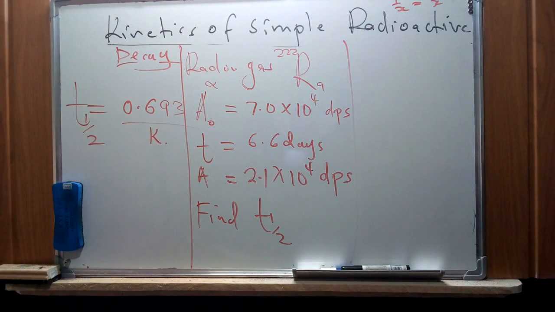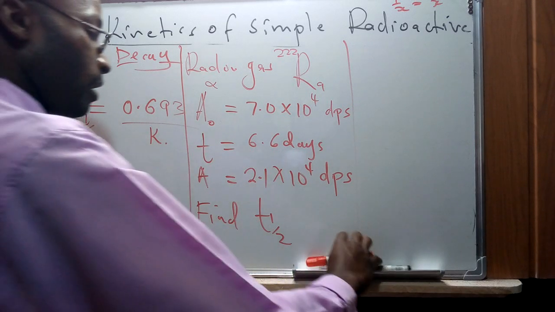So I can just repeat the question for clarity. A sample of radon gas, that is Rn-222, has an initial alpha particle activity A naught of 7.0 times 10 raised to 4 disintegrations per second. After 6.6 days, its activity A is 2.1 times 10 raised to 4 disintegrations per second. Find t half, the half-life of radon.